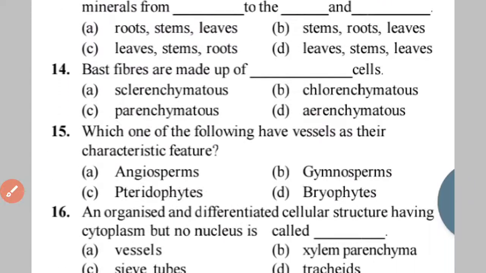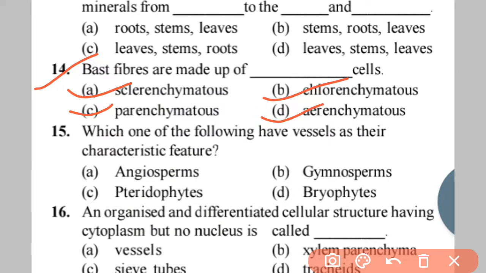Let's move on. Question number 14. Question number 14 is, bast fibers are made up of dash cells. Which one? Sclerenchymatous, chlorenchymatous, parenchymatous, or aerenchymatous? So bast fibers are basically made up of sclerenchymatous tissues or cells. Okay, so option A is correct.